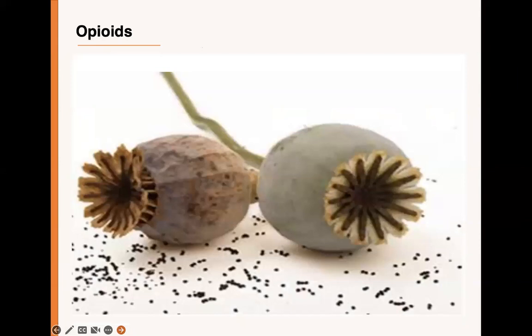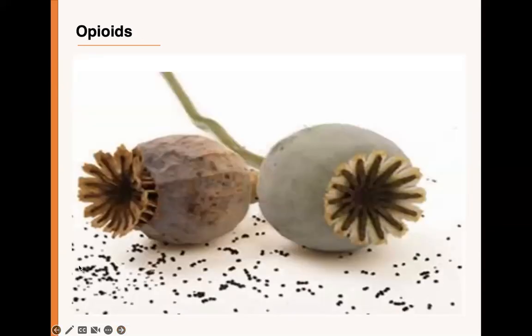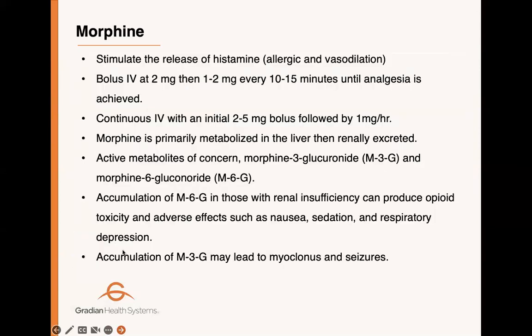Next. So the first group of the medications, they are opioids. Morphine is one of the commonly used. So this is the opium plant. We all know it. So let's go to morphine. Morphine is one of the commonly used analgesics in terms of opioids.